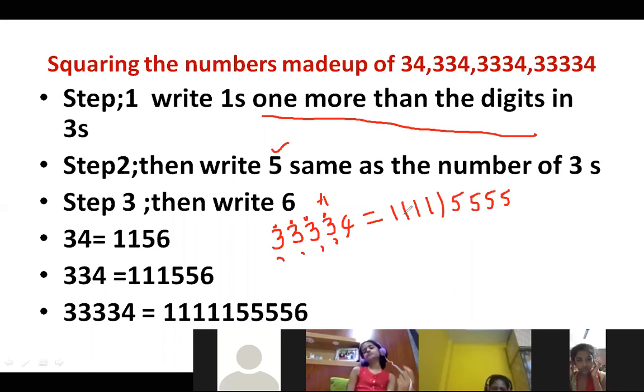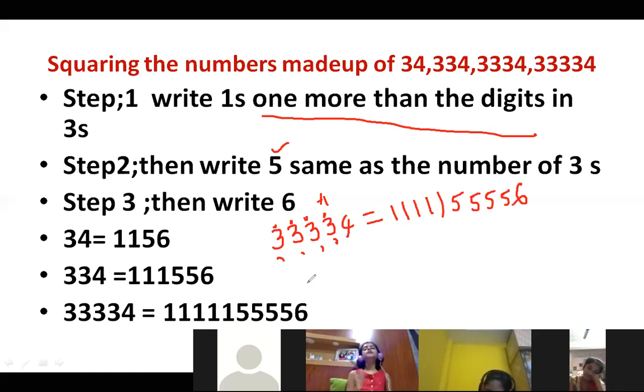But ones, one extra. 5s equal. Just remember it like this. Ones one extra, 5s equal. Then the final last step is very easy. What is the last step? Just adding 6.